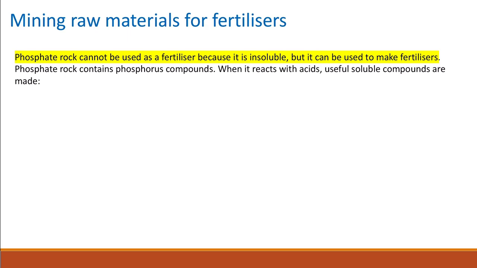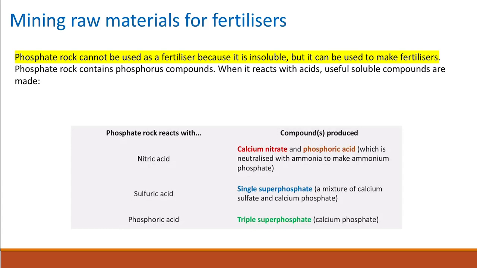Phosphate rock cannot be used as a fertilizer because it's insoluble in water. However, it can be used to make fertilizers because, being insoluble, phosphate rocks can react with acids to give you soluble compounds. You need to know the different acids and what are the products when the phosphate rock reacts with that particular acid. So if it reacts with nitric acid, that will give you calcium nitrate and phosphoric acid. If it reacts with sulfuric acid, that will give you single superphosphate. If it reacts with phosphoric acid, that will give you triple superphosphate.